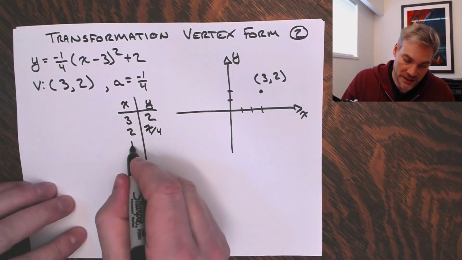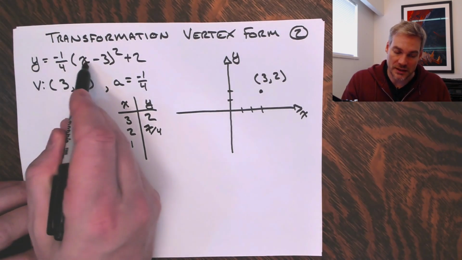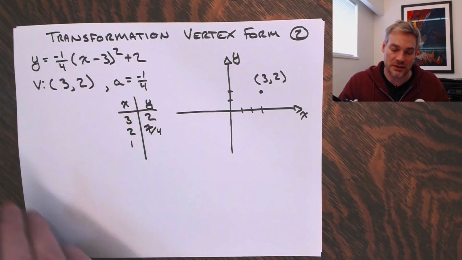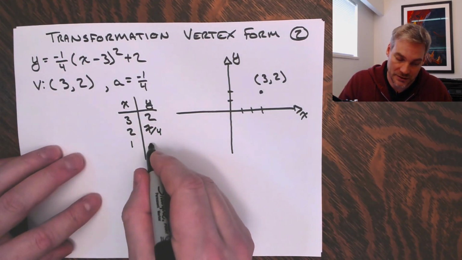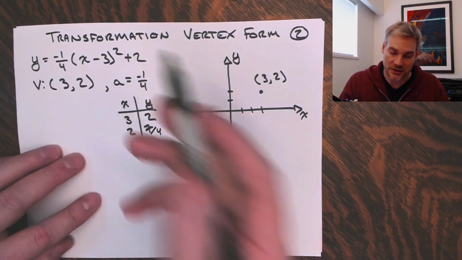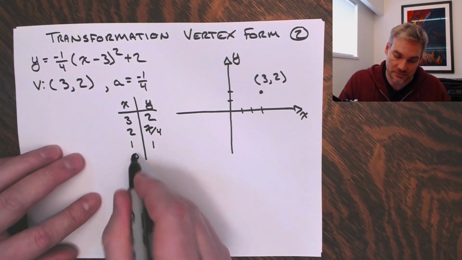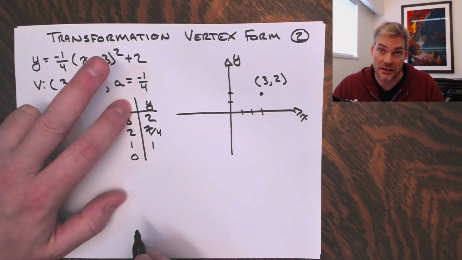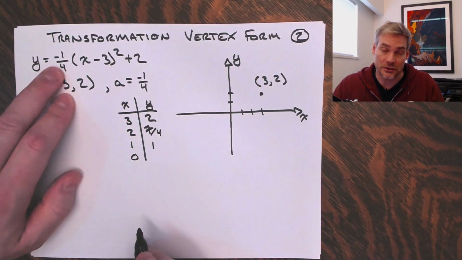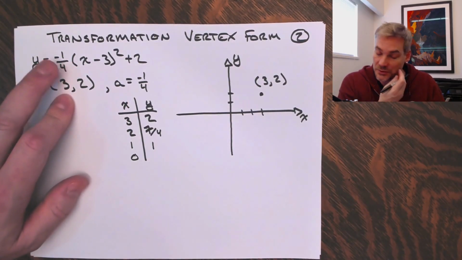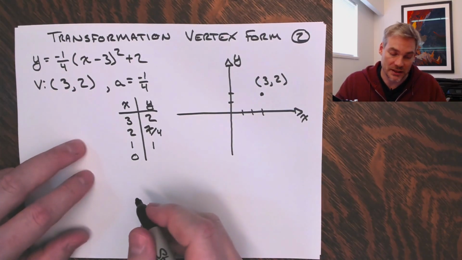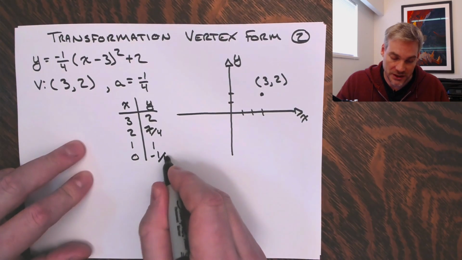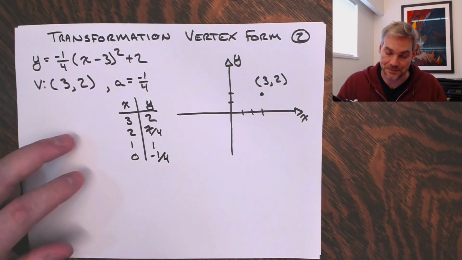Okay, now what happens when x is 1? x is 1, that's negative 2. Negative 2 squared is 4 times negative 1 quarter. That means it's negative 1, so we have negative 1 plus 2 is 1. Okay, and we'll do x is 0, and that is negative 3. Negative 3 squared is 9 times negative 1 quarter, plus 2, it's negative 1 quarter. You can check the arithmetic, but that is what it is.